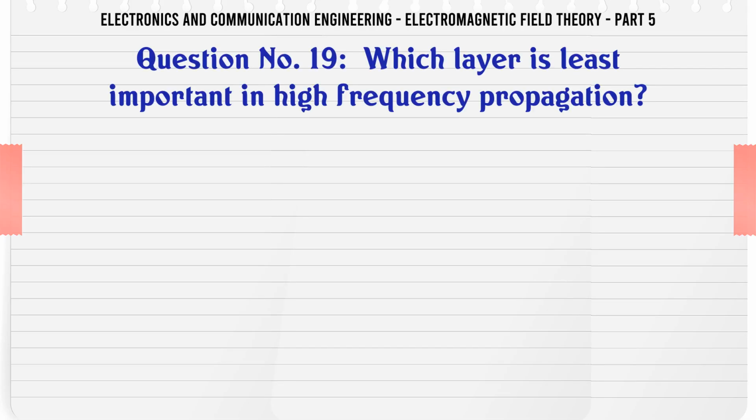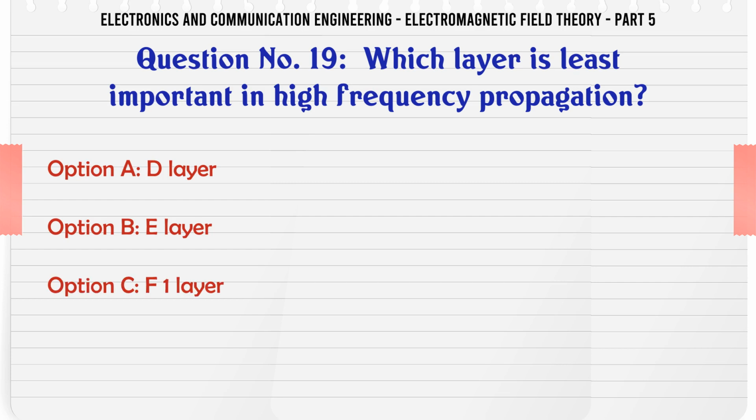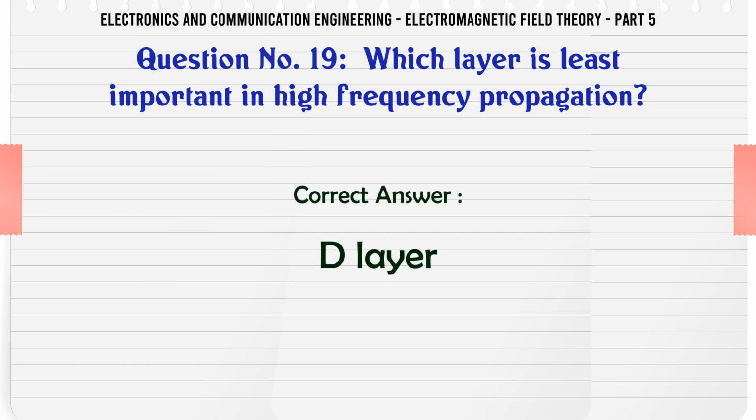Which layer is least important in high-frequency propagation? A. D layer. B. E layer. C. F1 layer. D. F2 layer. The correct answer is D layer.